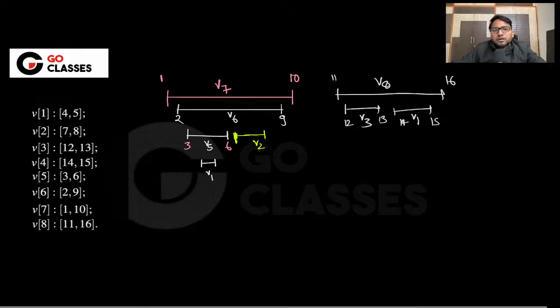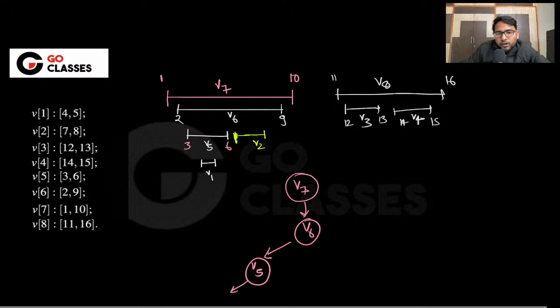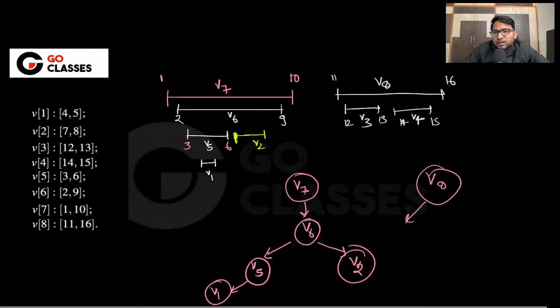You have V4. So basically you can make the tree, which means from V7 you are going to V6 only, right? This V6 is going to V5 first, and then this is going to V1, and then this is going to V2. V6 is going to V5 and V2. Here this V8 is going to V3 and V4.